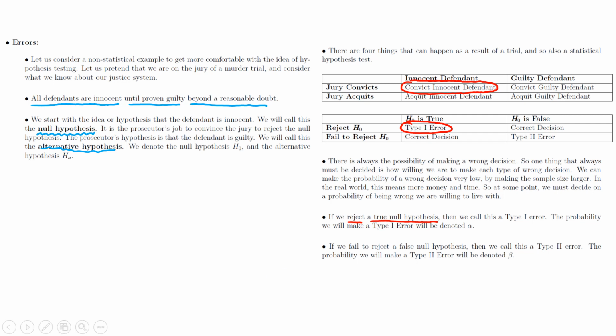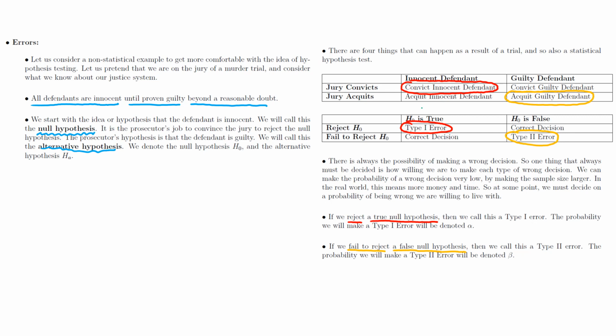And then, of course, the other type of error that can occur in a trial would be that you acquit a guilty defendant. So you let a guilty defendant off. And, of course, that's not good either, and so we call that a type 2 error. So in the context of our hypotheses, that means that we did not reject the null hypothesis, even though the null hypothesis was false. So a type 2 error is that we fail to reject a false null hypothesis.